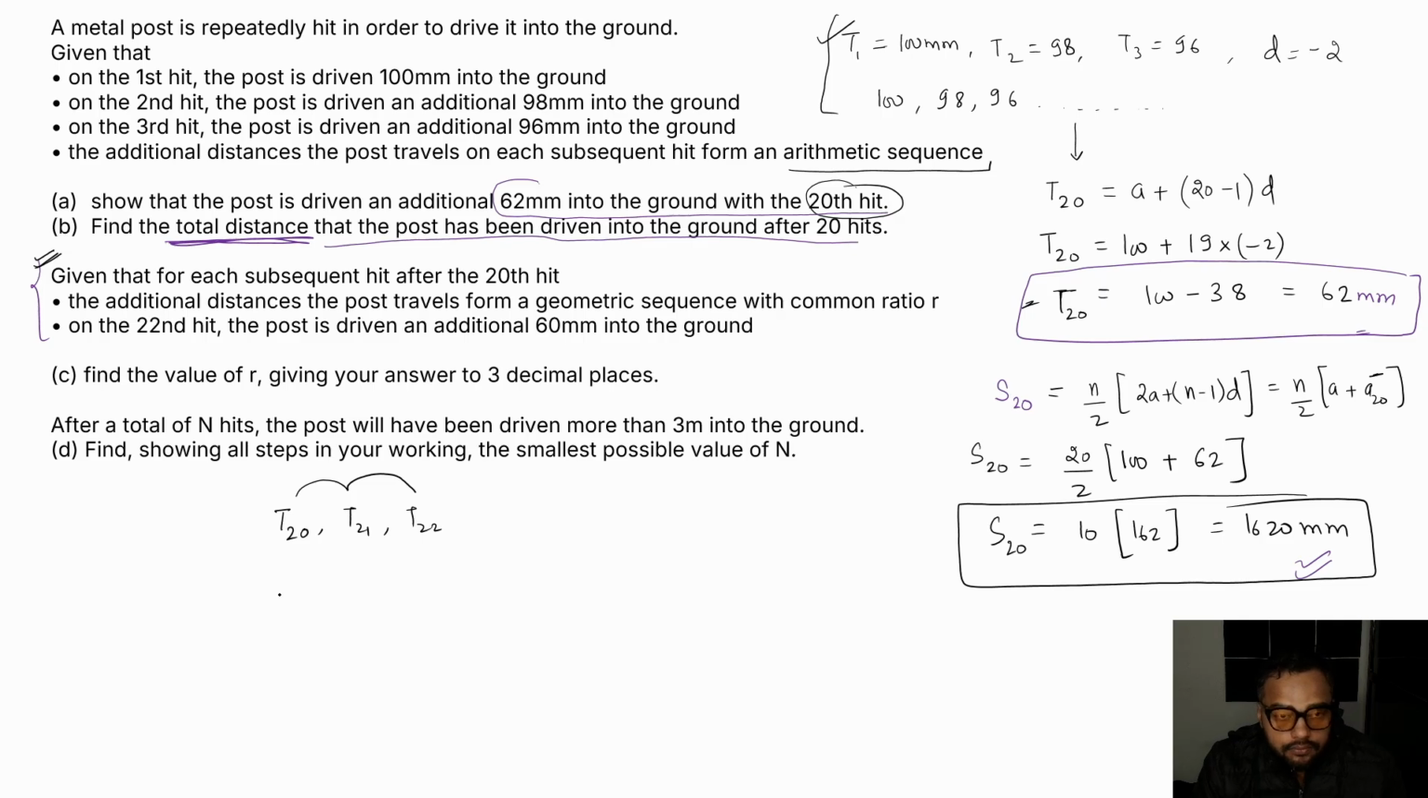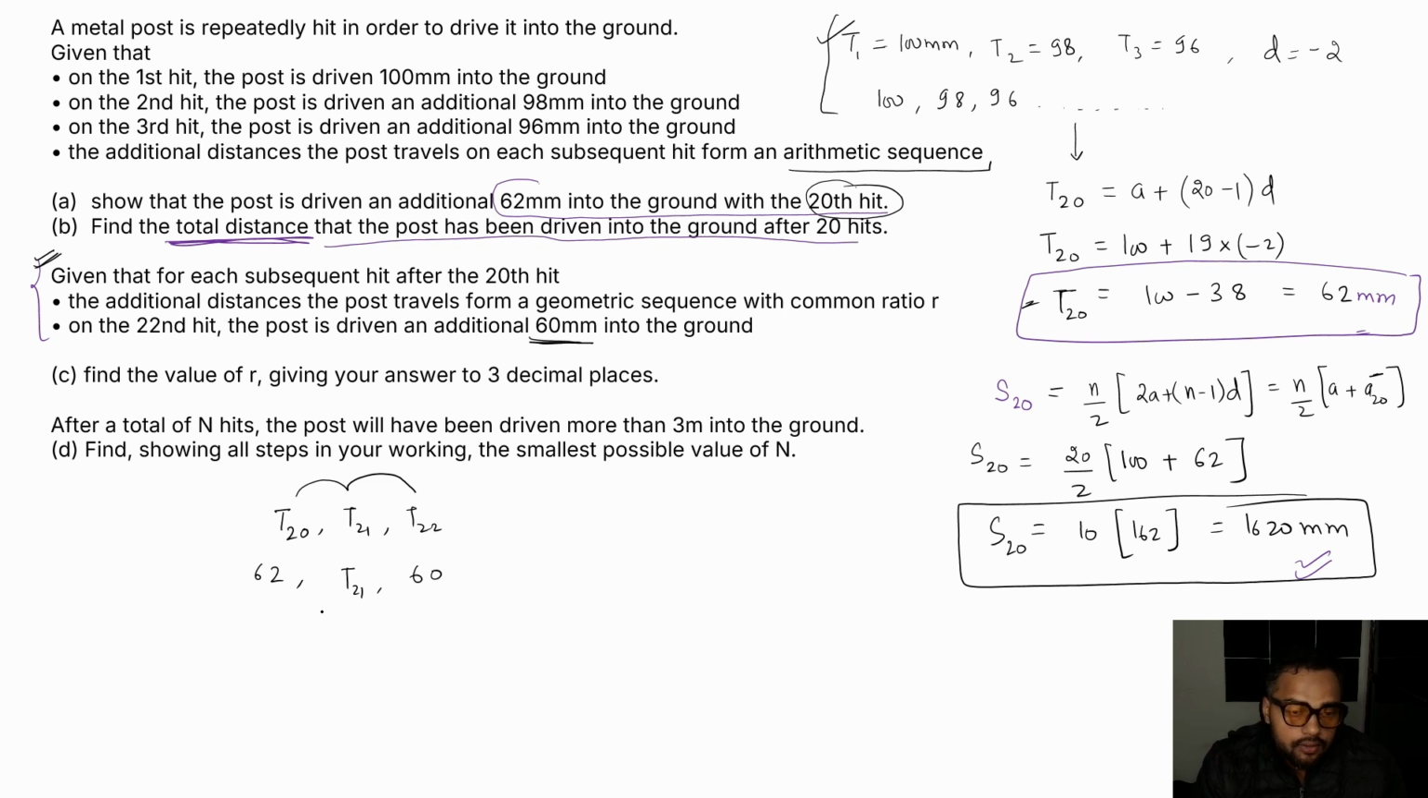So for T20, students, we have calculated the value 62. For T21 we don't know the value. For T22 they have given an additional 60 mm, so it is 60 mm. So find the value of R.